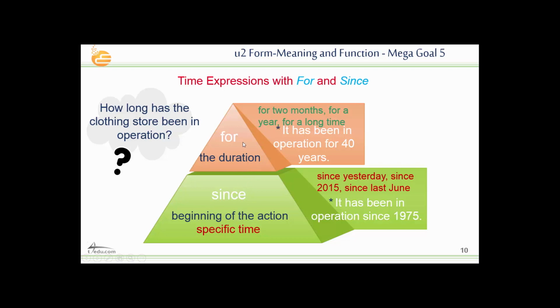All right, now if I want to ask about the duration or a specific time for the present perfect, do you think I use when? Is it correct to say when has it been in operation? No, absolutely, it's wrong to use when for the present perfect. Be careful. Don't use when to ask about time. We have to use how long has the clothing store been in operation. How long, instead of saying when. The common mistake made by students is using when to ask about the duration or specific time. So we have to use how long has the clothing store been in operation.